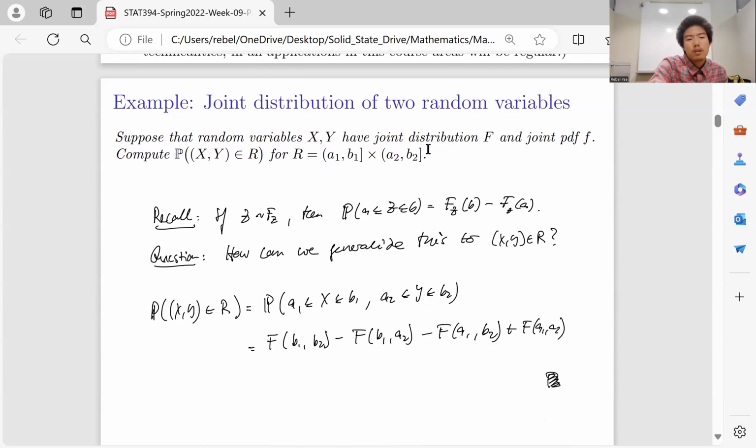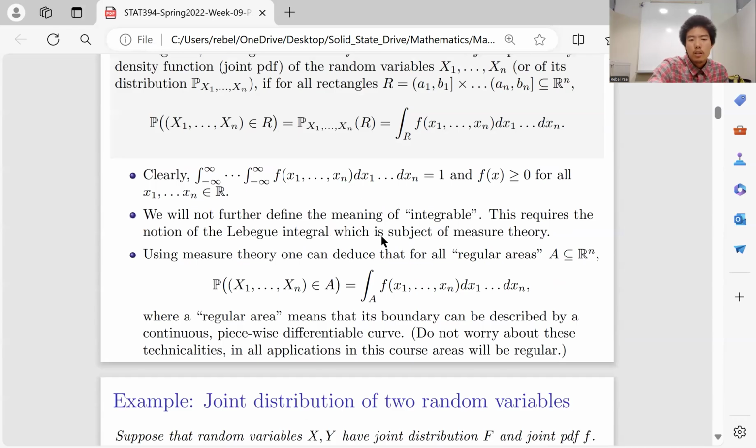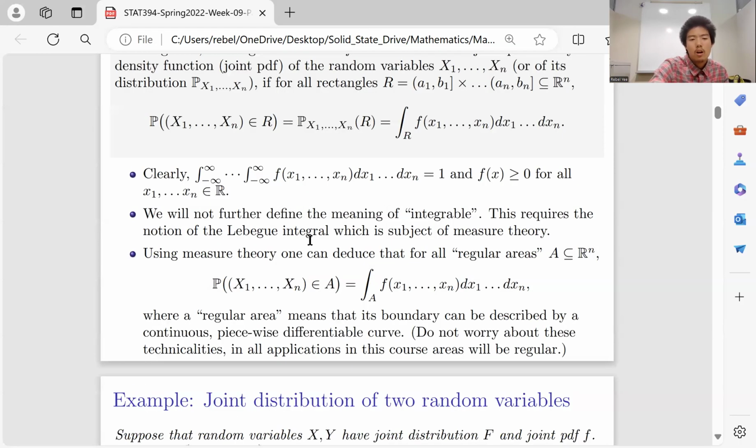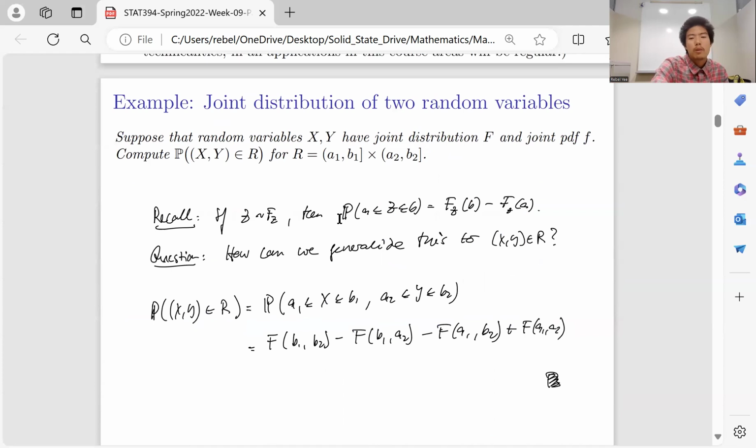First, recall that if there is only one variable, to calculate the probability from A to B, we just take the difference between the two CDFs, from B to A. Like here, if here's B and there's A, we first calculate from 0 to B, which goes along this curve, and from 0 to A. We cancel the A term out, and we leave this area. That's how we compute the probability.